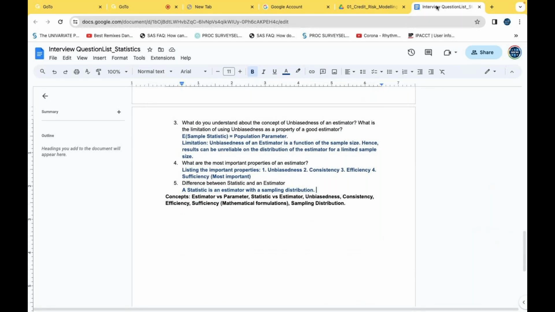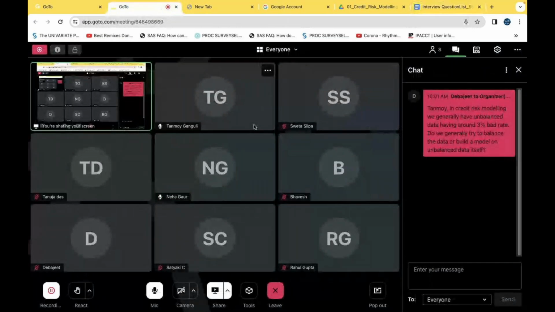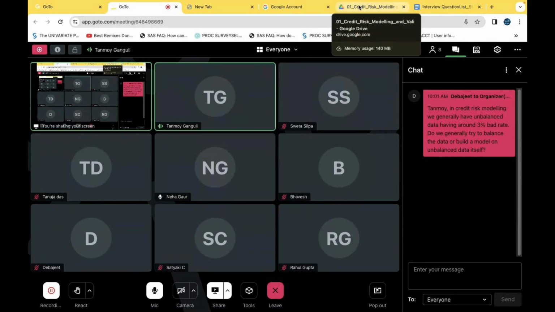Tanmay, can you also share the documents for this, like the reading material that you have shared? Yes, I will put the reading material on the same drive location where you have your reading documents for central tendency and probability theory. I'll put sampling over there.